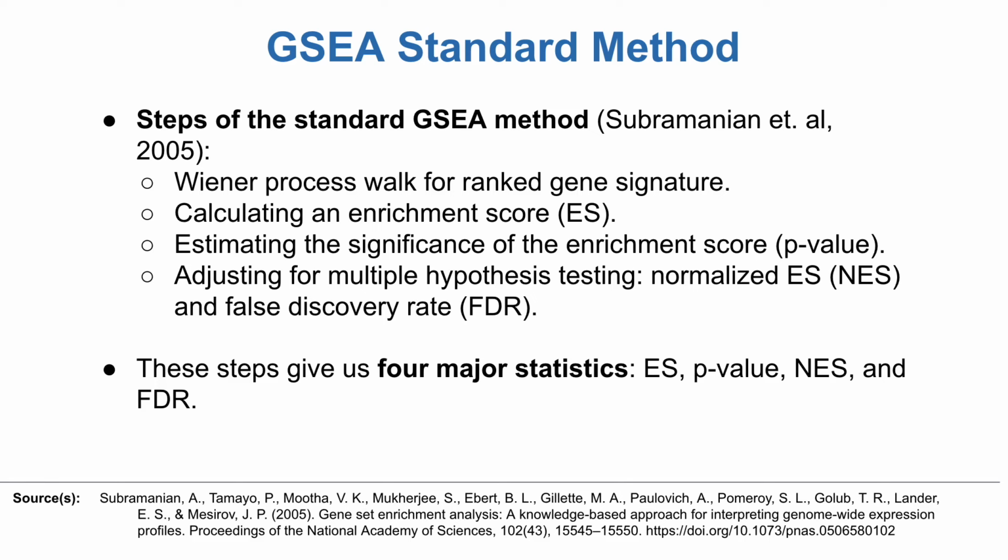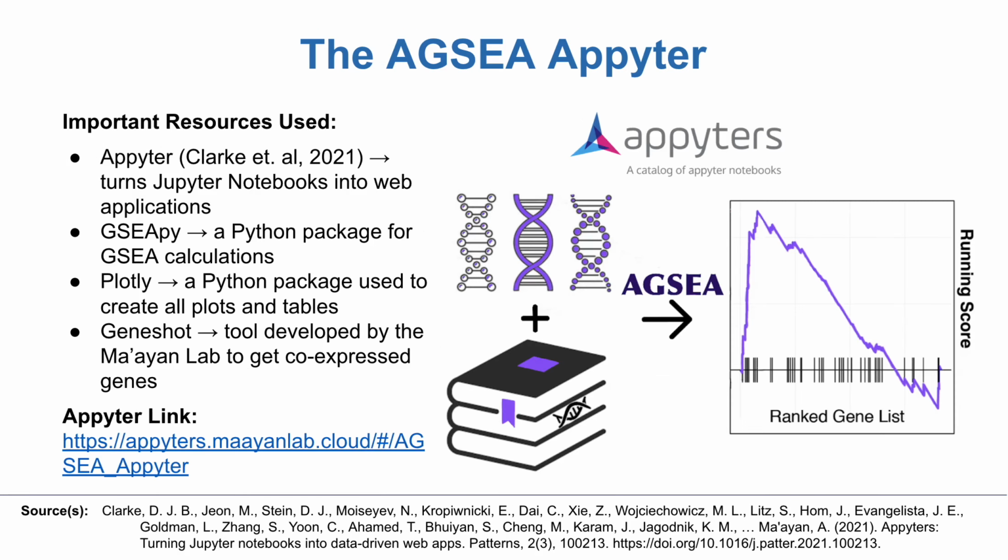Next, the statistical significance or p-value of this enrichment score can be estimated using phenotype-based permutation testing, which preserves gene-to-gene correlations. Finally, there is adjusting for multiple hypothesis testing by normalizing the enrichment score and calculating the false discovery rate. These steps give us the four major statistics of GSEA that help us interpret the data.